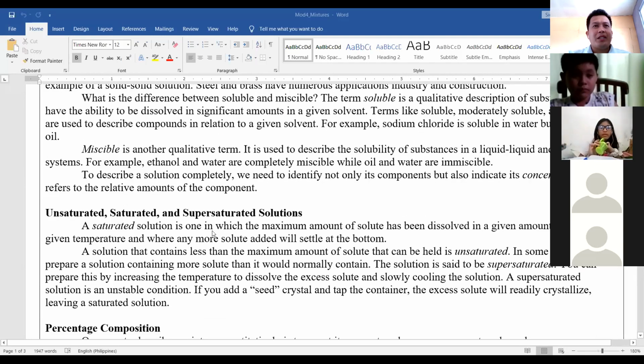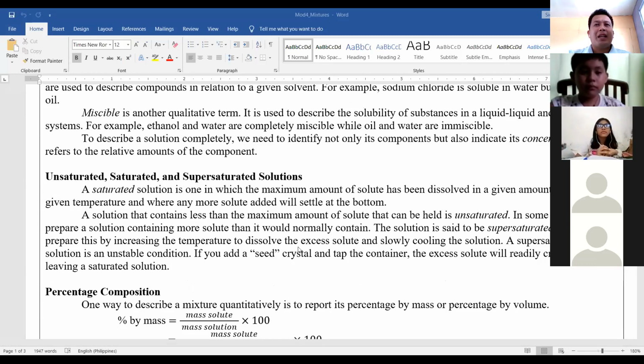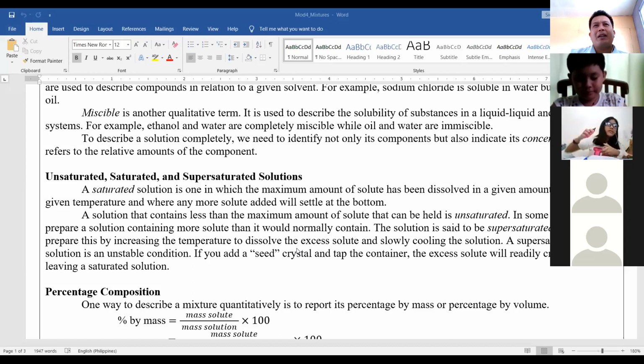Here, supersaturated and unsaturated class. So when you talk about a saturated solution, that's an equal amount of solvent and solute. But if you have less solute and more solvent, that is unsaturated, or ladang in Bisaya. If you are going to add more solute than the solvent, that is supersaturated, or sobra katamis, no? Something like that. That is under solutions class, unsaturated or supersaturated.